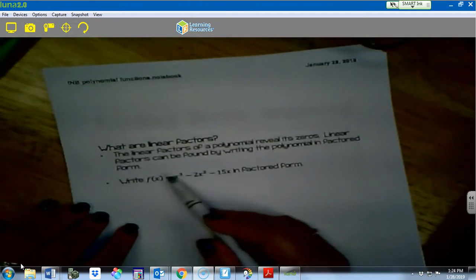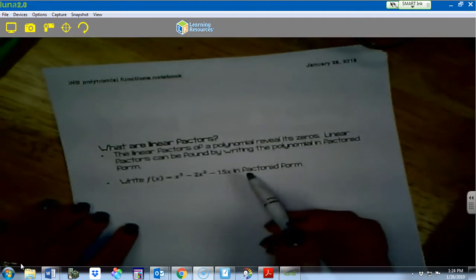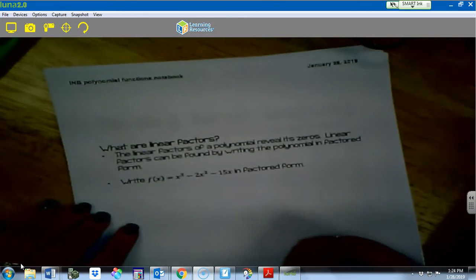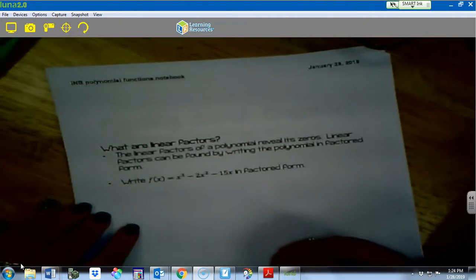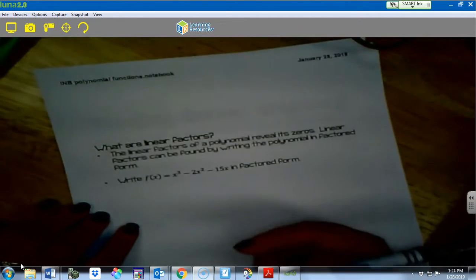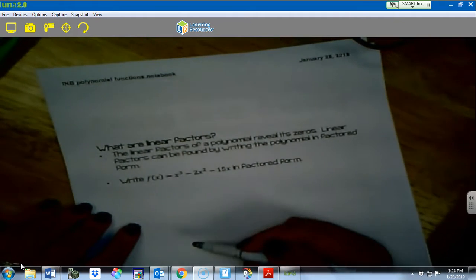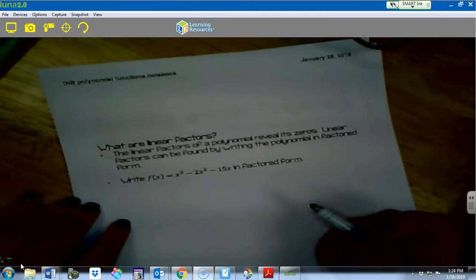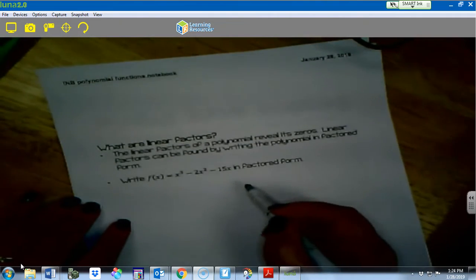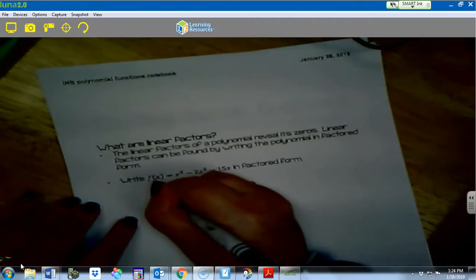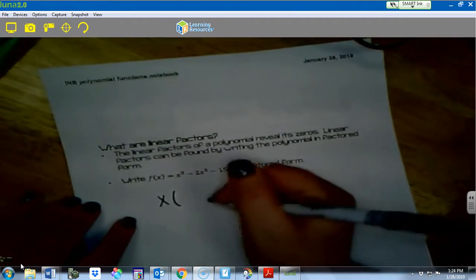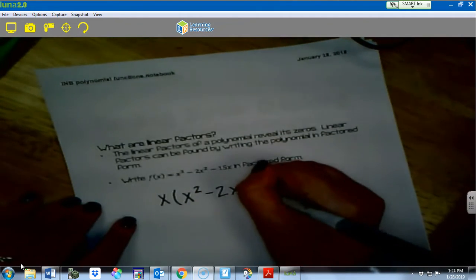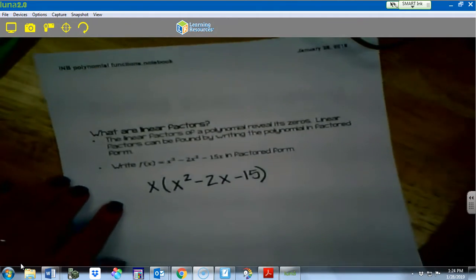The first thing we want to do with any type of factoring is identify how many terms there are. In this case, this polynomial has 3 terms. It's a trinomial. Before we factor the trinomial part of it, we want to look to see if there's a greatest common factor. In this case, we do have a common factor of x. So we're going to take out that x, and we are left with x squared minus 2x minus 15.